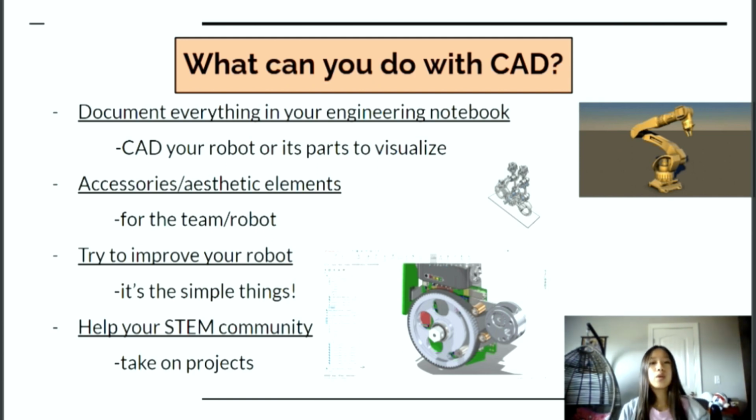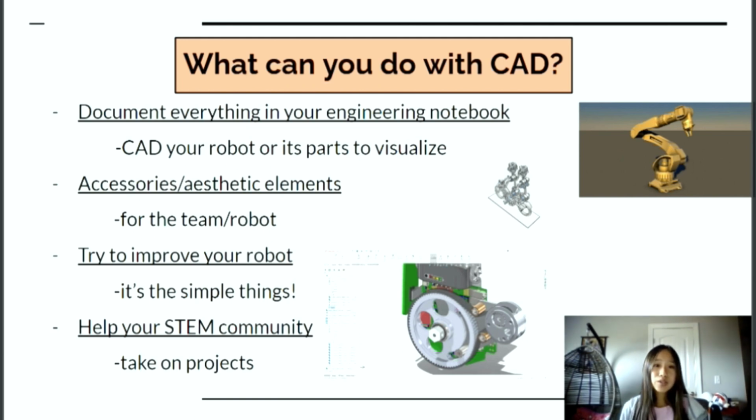Another thing you can do is make accessories or aesthetic elements for your team and your robot. And again, this is kind of a side story, but for my team, this year we started doing this little traffic cone thing. We like traffic cones. But again, this probably won't happen, but we could even CAD a traffic cone, 3D print it, and everyone on the team has a little traffic cone. It could be something as simple as that.